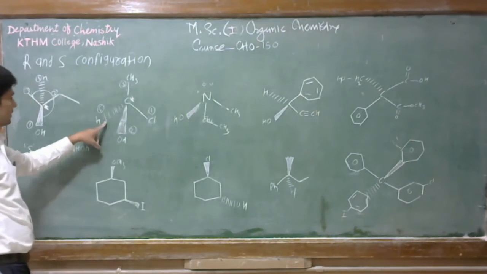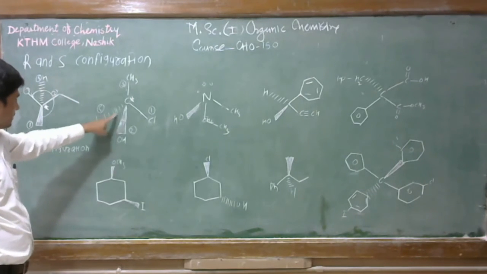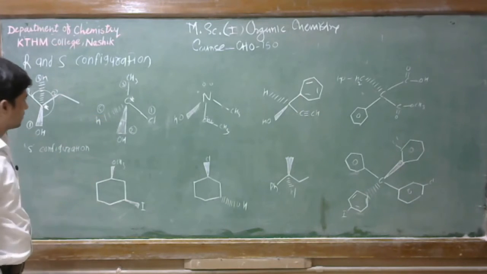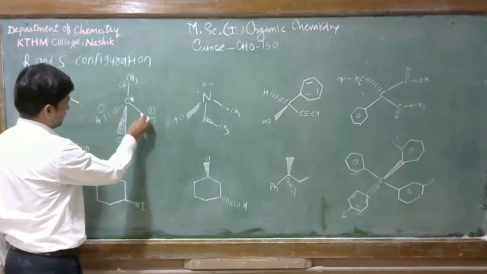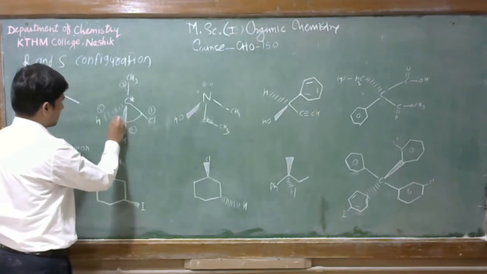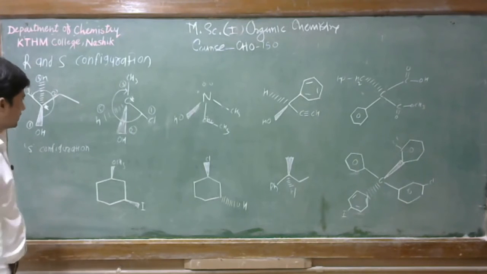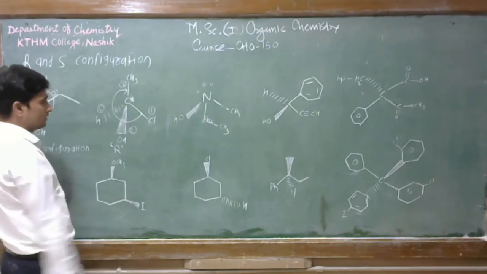And the least priority group is towards the back side, because it is denoted by the dotted line. So therefore we have to observe now these 3 groups. So we go from first to second and second to third. Therefore this is the clockwise direction of rotation, and hence this compound shows the R configuration.